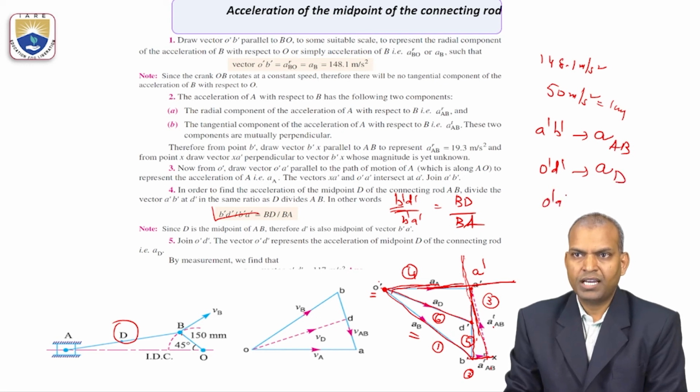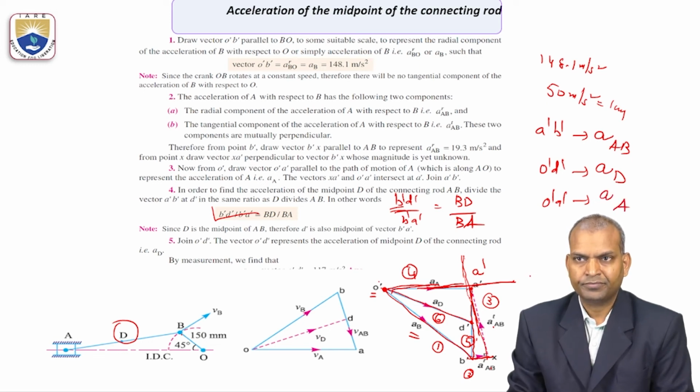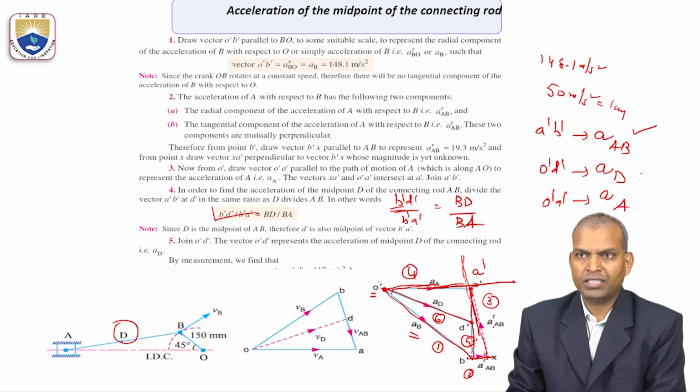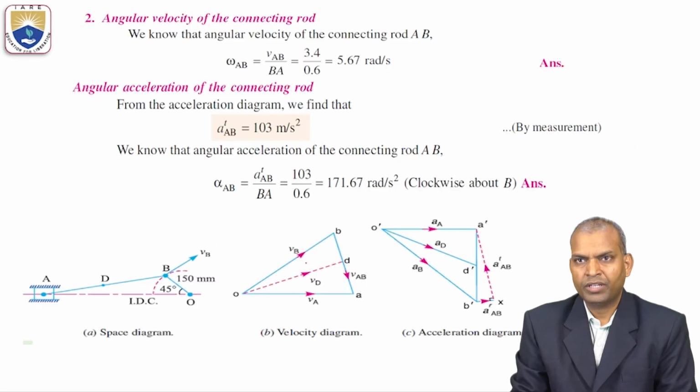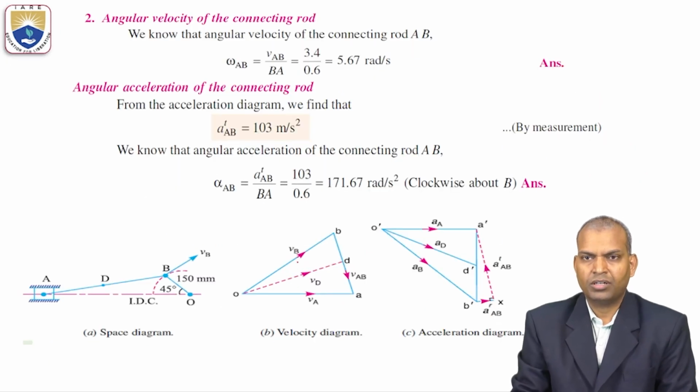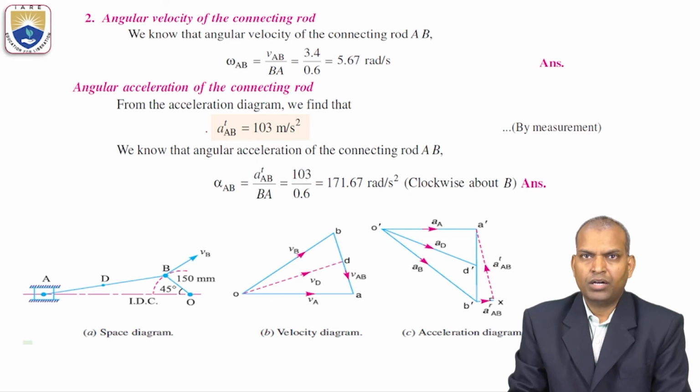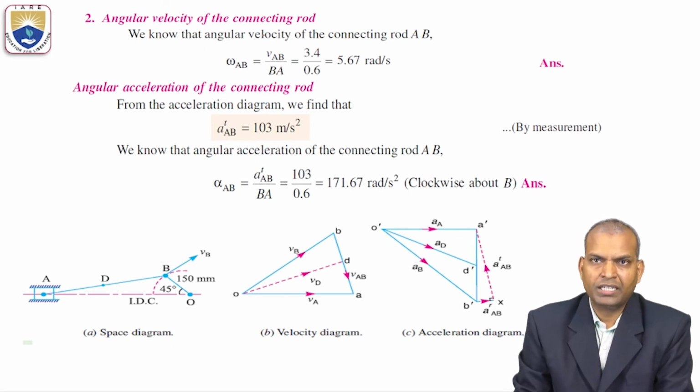The O dash A dash vector gives the acceleration of slider A. So you measure these vectors and convert to a suitable scale, then we can find out the accelerations of those links.